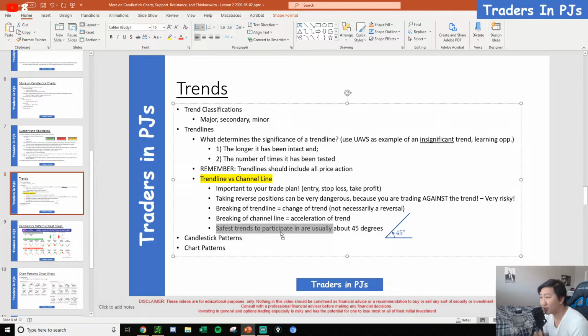The safest trend to participate in is usually a 45-degree trend. And why is that? Because it's almost predictable, right? It's going to go up at a very specific angle. People are often testing the support and resistance if it's going at 45 degrees.